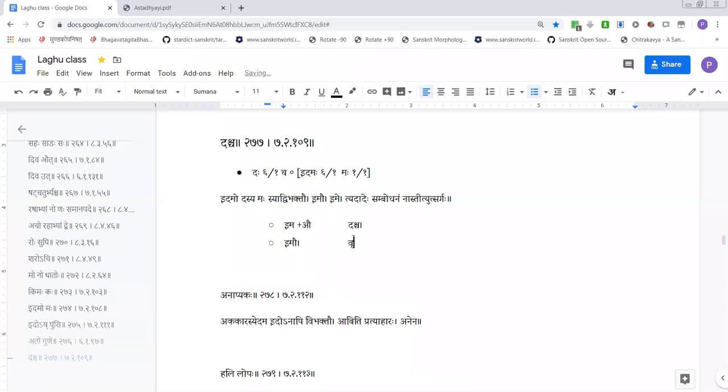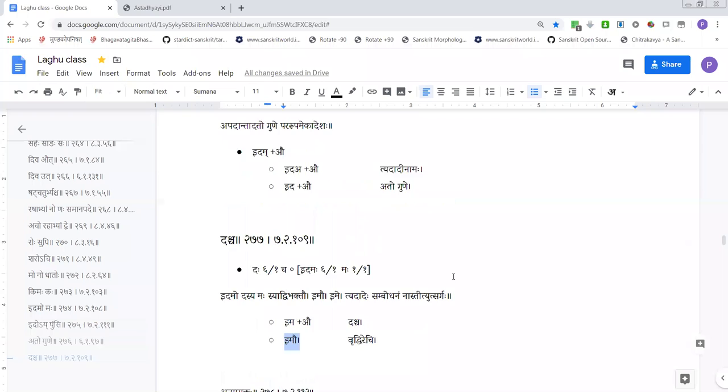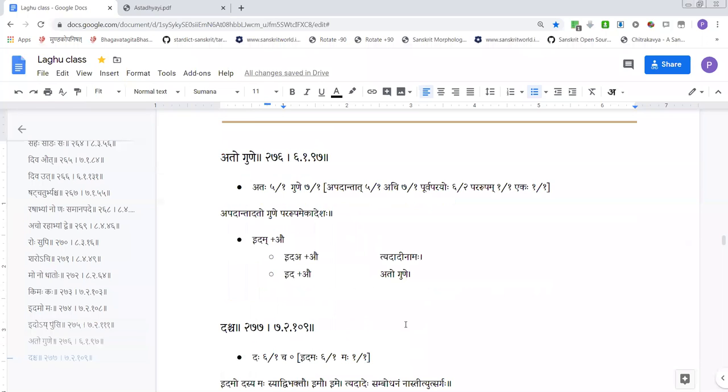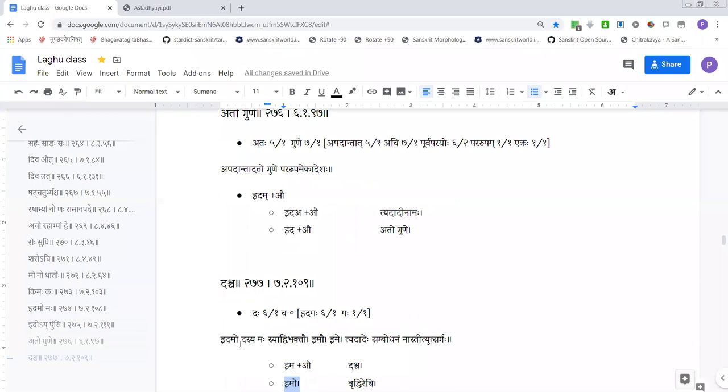When ech follows, then you get a vriddhi. Vriddhir echi, you've seen this sutra. So imau is the rupa siddhi. Ayam, imau, ime. So what has he derived now? Till now he has derived imau. So idamo dasya mahasyad vibhaktau. So vibhakti is also there. Obviously vibhaktau: when a vibhakti follows, the dakara of idam will be replaced by makara. So you got imau. Then ime.